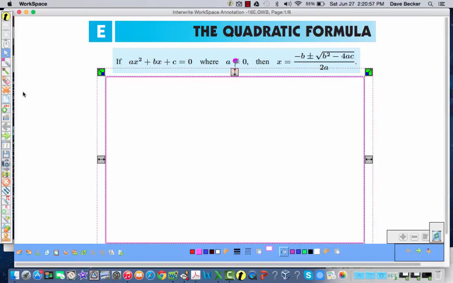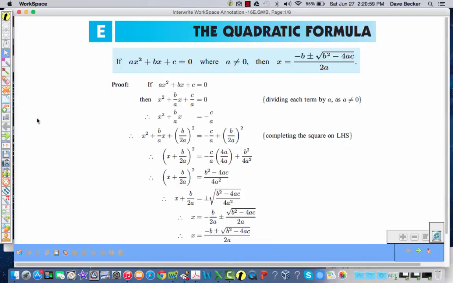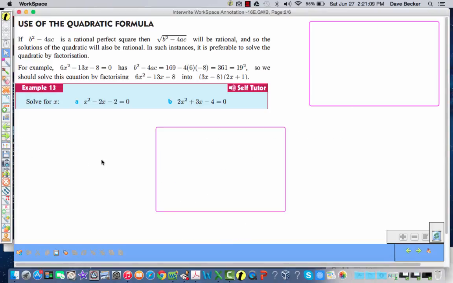And here is the proof. A nice little proof. It just involves completing the square. I'm not going to go through it, but you should pause and take a look at it.